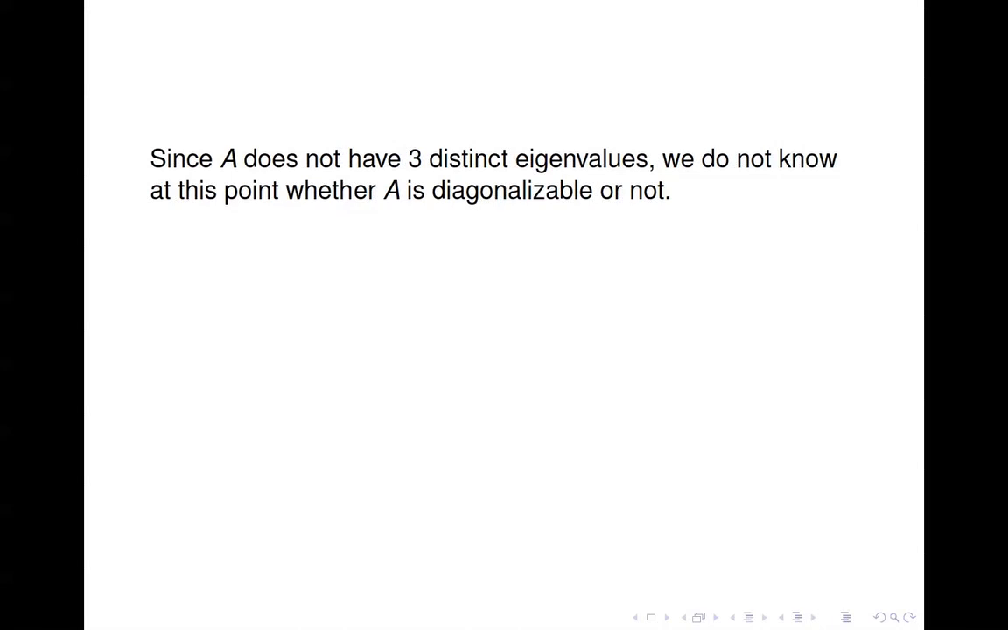If it has n distinct eigenvalues, then it will be diagonalizable. If it doesn't have n distinct eigenvalues, you don't know whether it's diagonalizable or not. You have to actually see if you can compute n linearly independent eigenvectors. So in this case, that's what we've got to try.